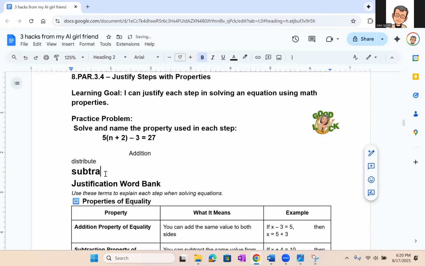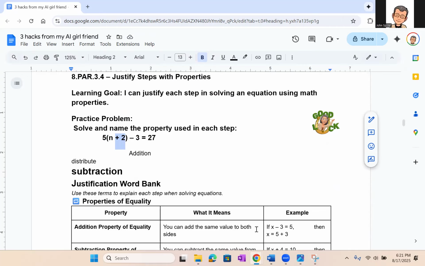So look for the one that's got the inverse of all of those things that are in there. Inverse of subtraction is addition. It's got to distribute. And the inverse of addition is subtraction. So add, distribute, subtract. Those are the properties.